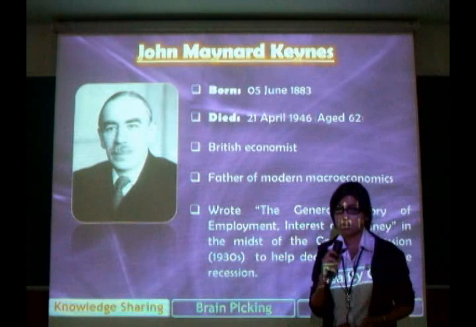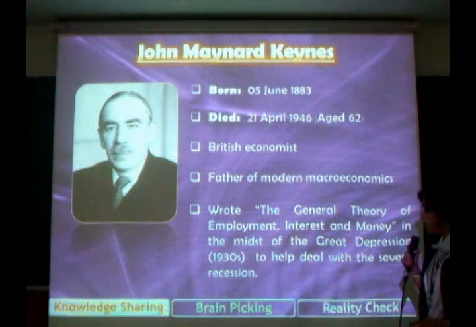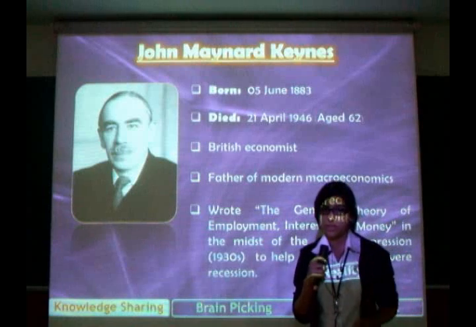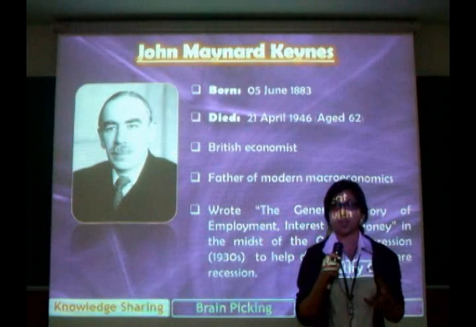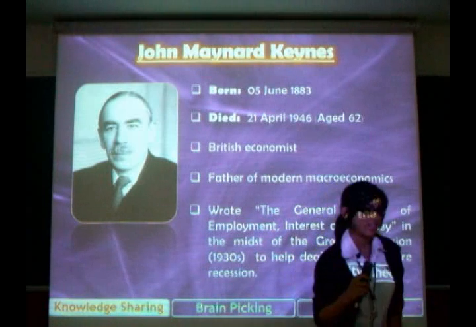And he's a British economist, and he wrote his famous book called The General Theory of Employment, Interest, and Money in the midst of the Great Depression to help the United States. Now, my groupmate King will come with a theory about the findings of John Maynard Keynes.